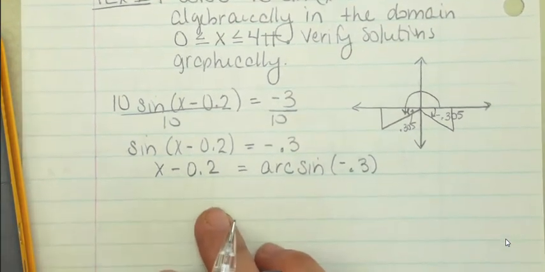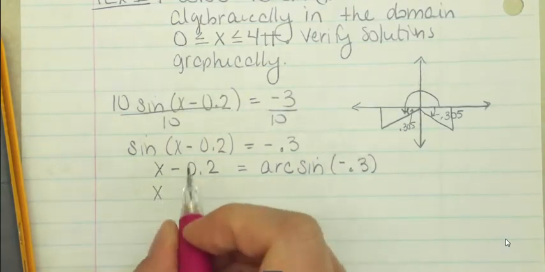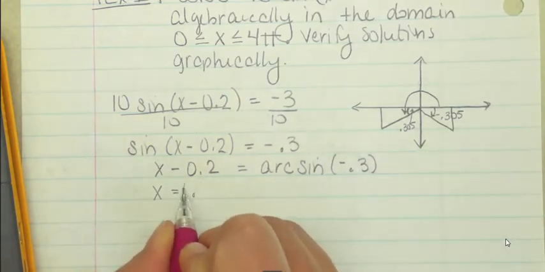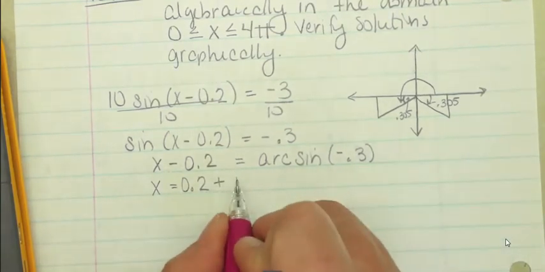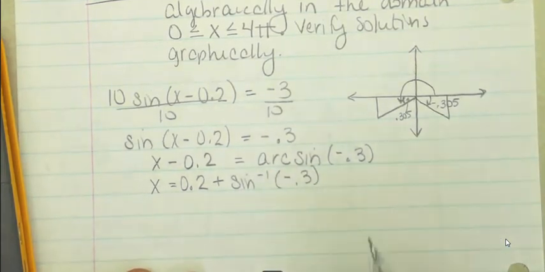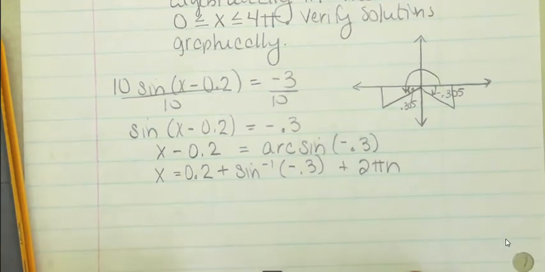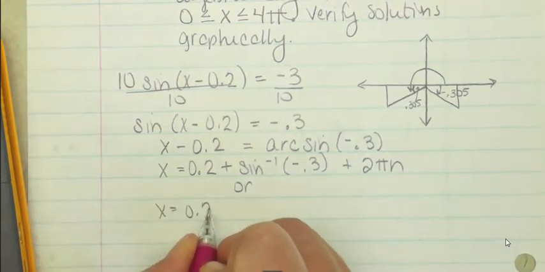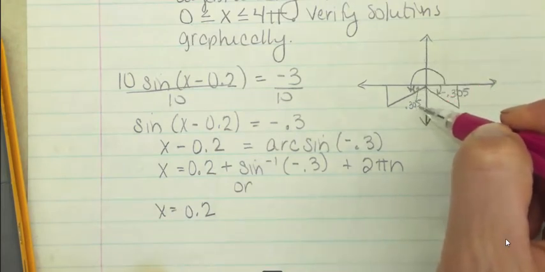Okay, so going on to my next step, I'm going to basically get x by itself by adding 0.2 to both sides. I'll put 0.2 plus, and now instead of arcsine, I'm going to say sine inverse of negative 0.3 plus however many revolutions I want. And because we're in radians, I'm going to do 2 pi n. Or it's also going to be, remember I said that I can then take 180 and add to it that 0.305.